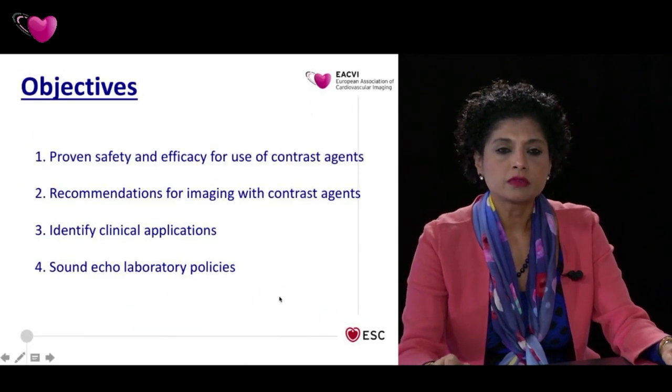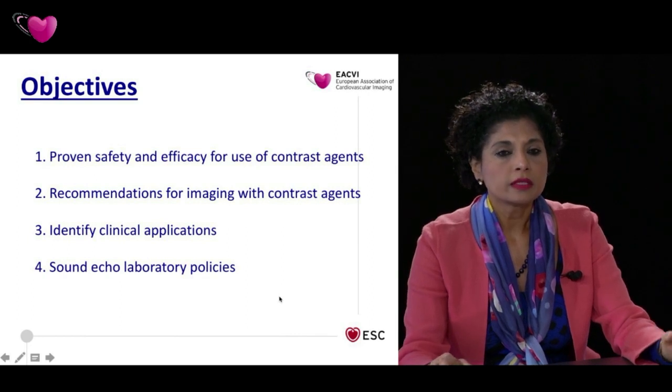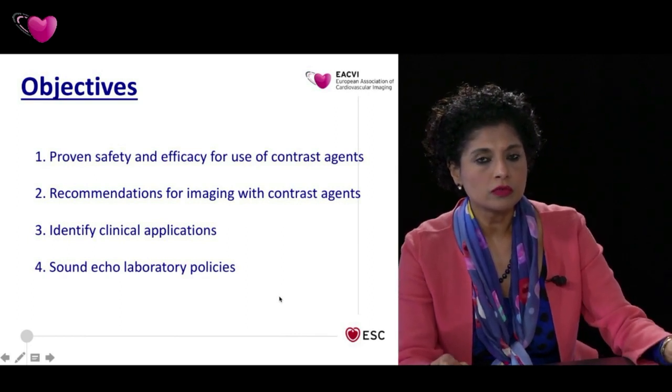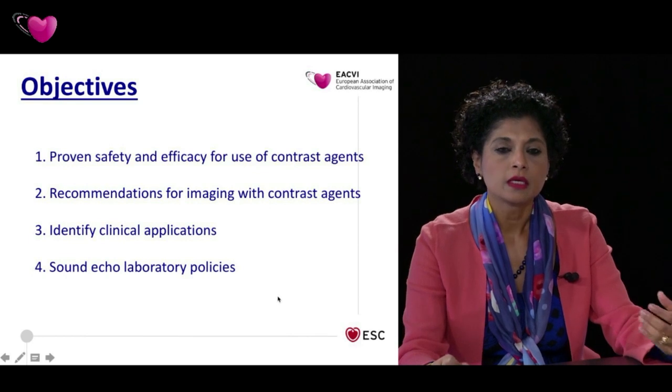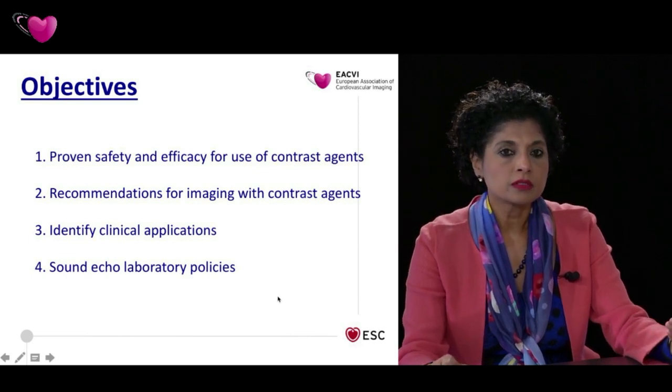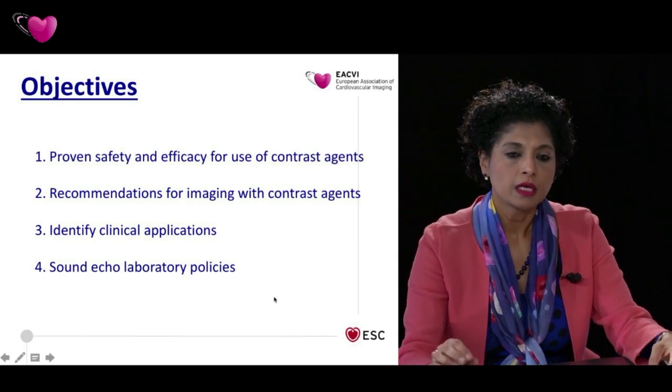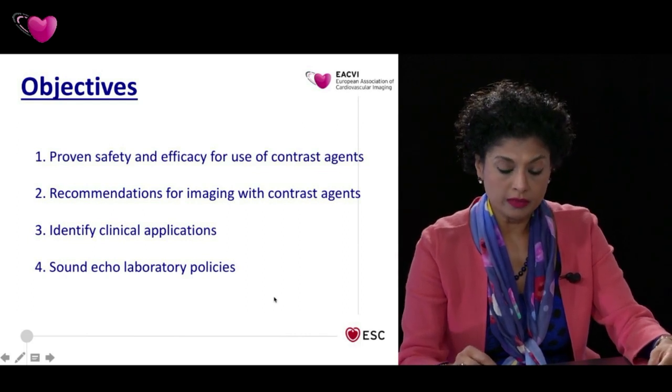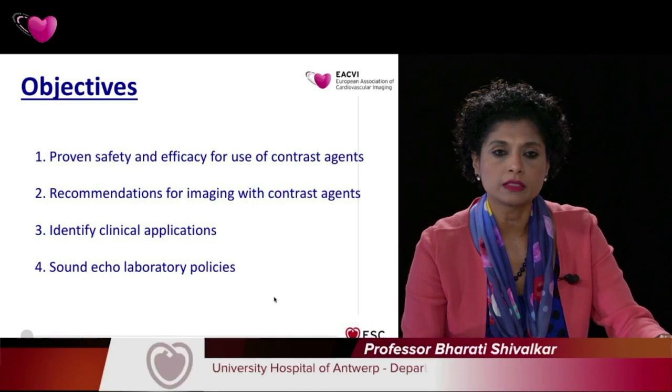So the objectives of the talk today are to look at the proven safety and efficacy for the use of contrast in daily practice, to look at the recommendations for the imaging with contrast, to identify the clinical applications, and also the sound laboratory practices for the use of contrast.